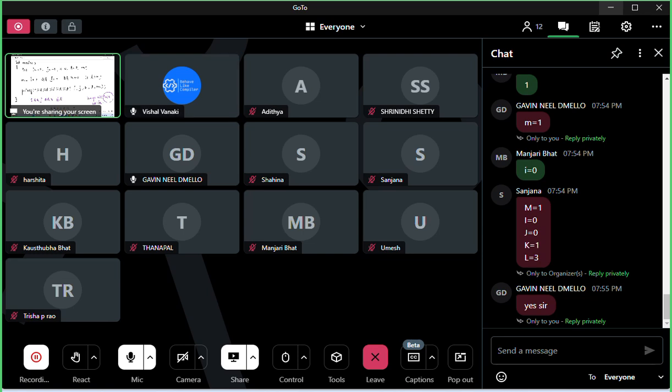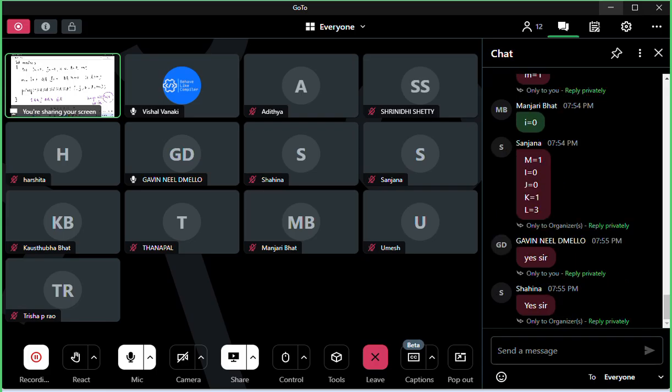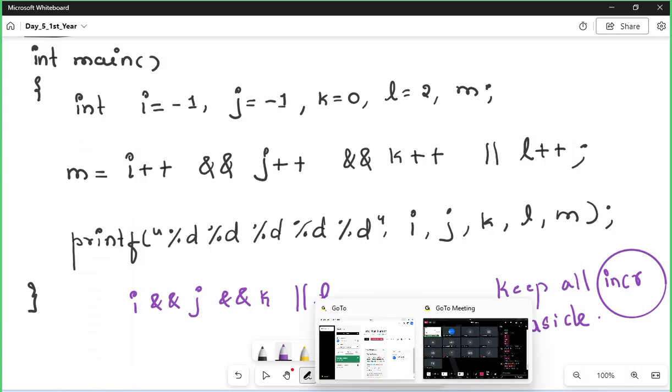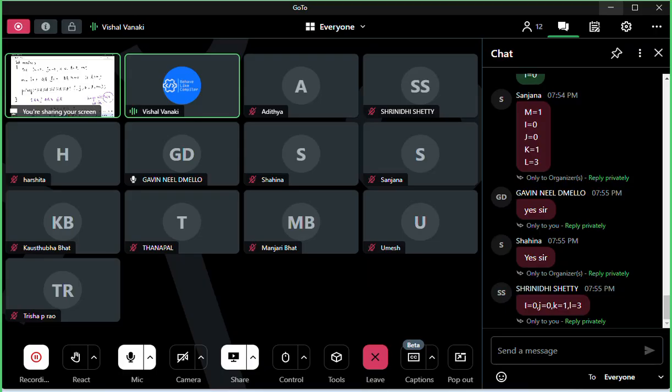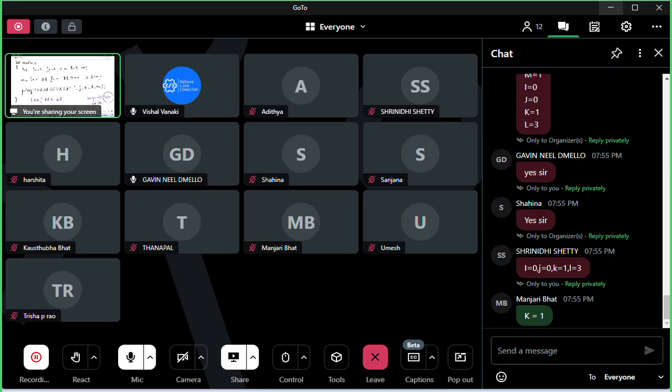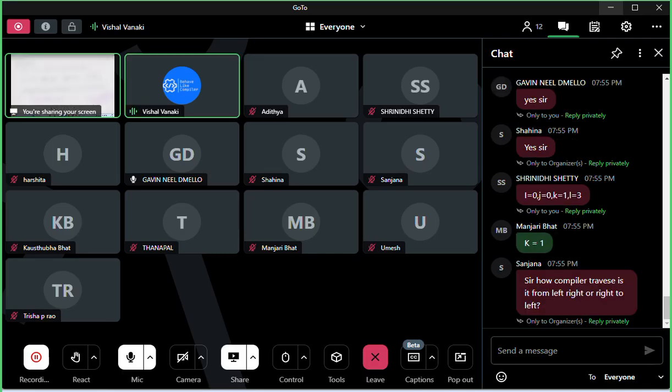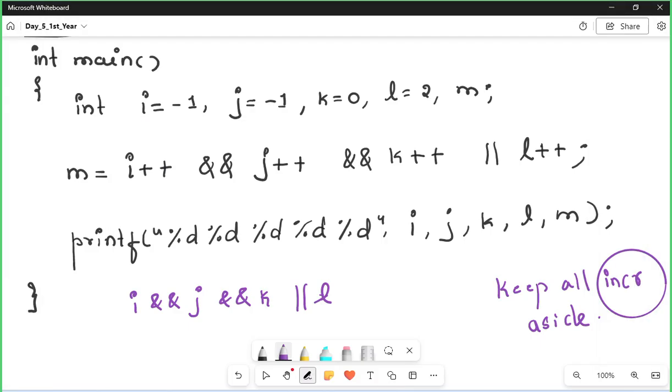Okay, one more, I got one more answer. Srinidhi, M value is 1. Yes, Srinidhi. K value becomes 1. Left to right. Yes, Sanjana. Right? Okay. Now let me help all of you. See, always remember that the expression will be solved from left to right. This is how we have to solve.